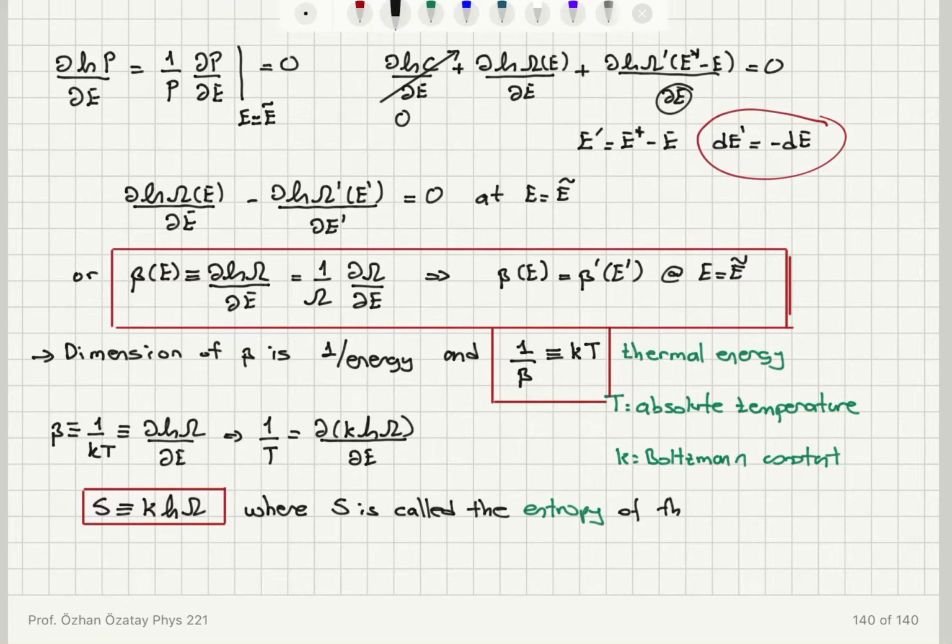Well, since I'm using omega, it's the entropy of the A system, not A prime. Okay, the number of accessible states is just a number. There is no dimension to it. The dimension of S is energy, due to the Boltzmann constant k, which has energy dimension.